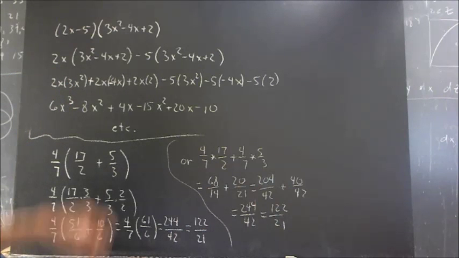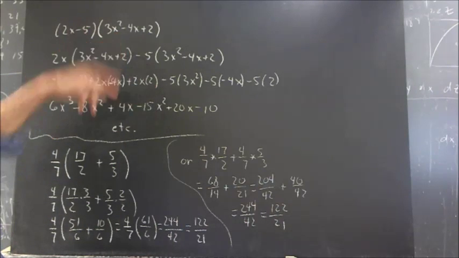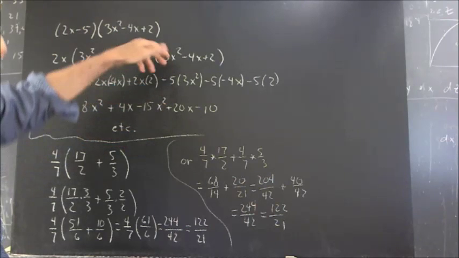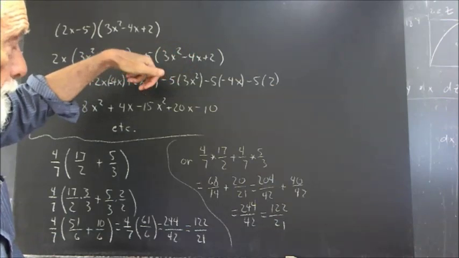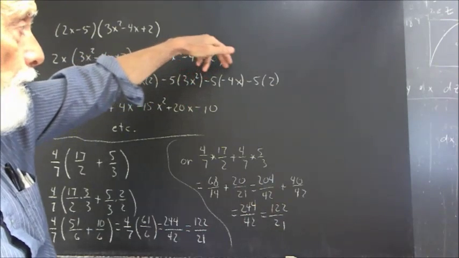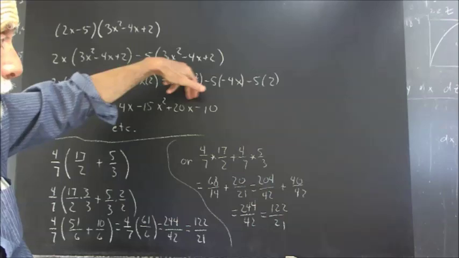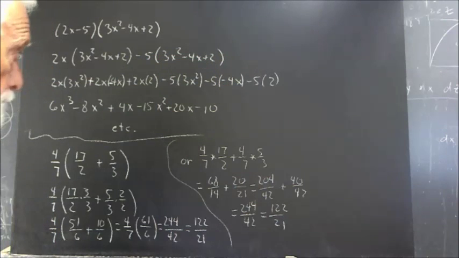And 2x times 2 is clearly 4x. Similarly, we get negative 5 times 3 is negative 15, so we get negative 15x squared. Negative 5 times negative 4 is 20, we get 20x. Negative 5 times 2 is negative 10.